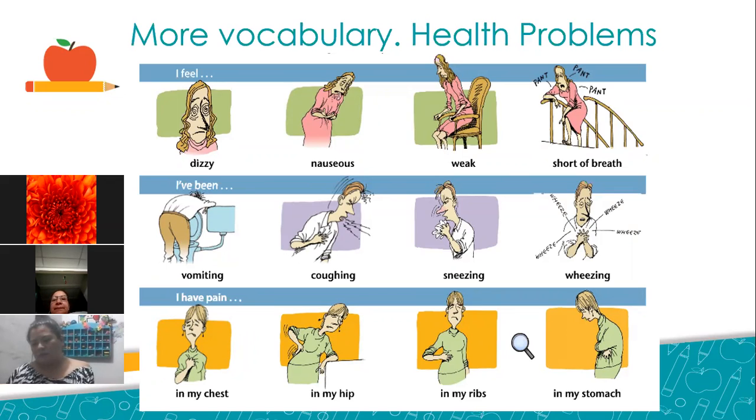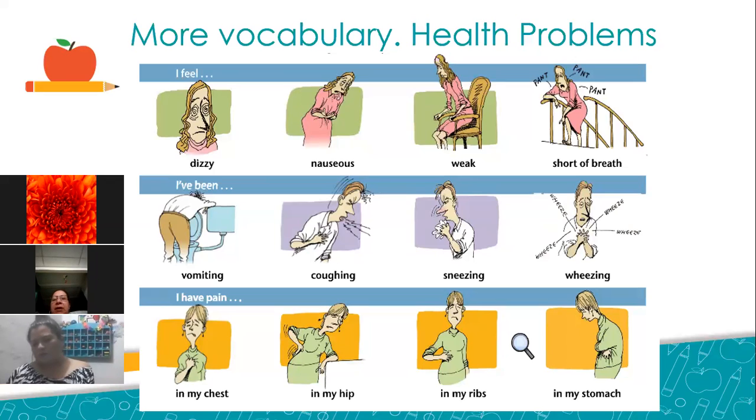Hip is cadera, right? My hip. Pain is usually used when we are describing, well, there is not a general rule, but yes, when you are describing other parts that are not very common, you say a pain. I have a pain here. And sometimes you can use two expressions, but these are the most common. I have a pain in my hip, in my chest, in my ribs, in my stomach.